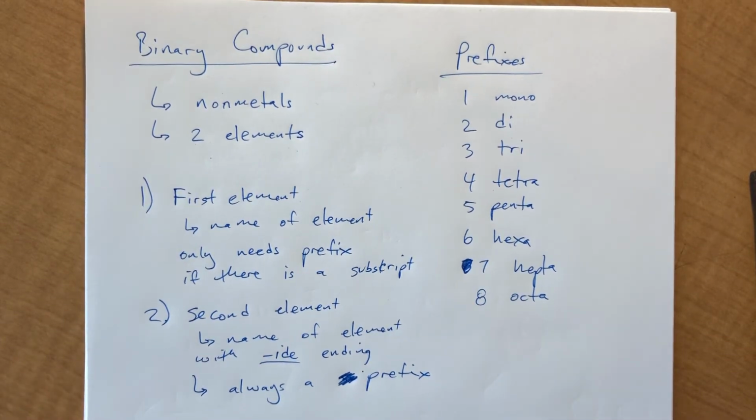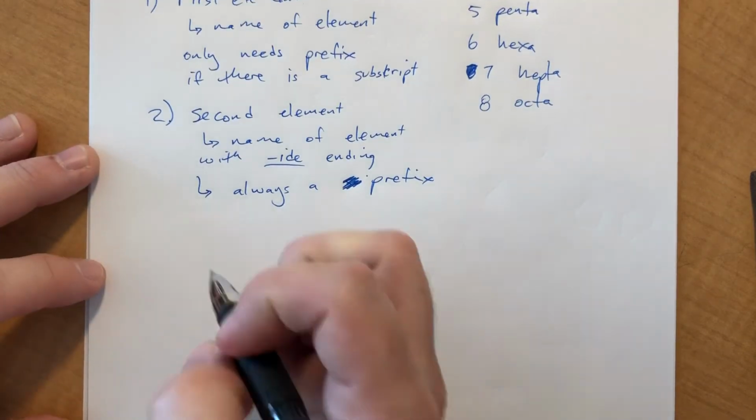Okay. This is going to actually be really, really easy. You don't have to worry about charges. You don't have to memorize all the polyatomics for this. You just literally look at the element and then put prefixes on it if there's a subscript, or if it's the second element, there's always a prefix. So let's do some examples.